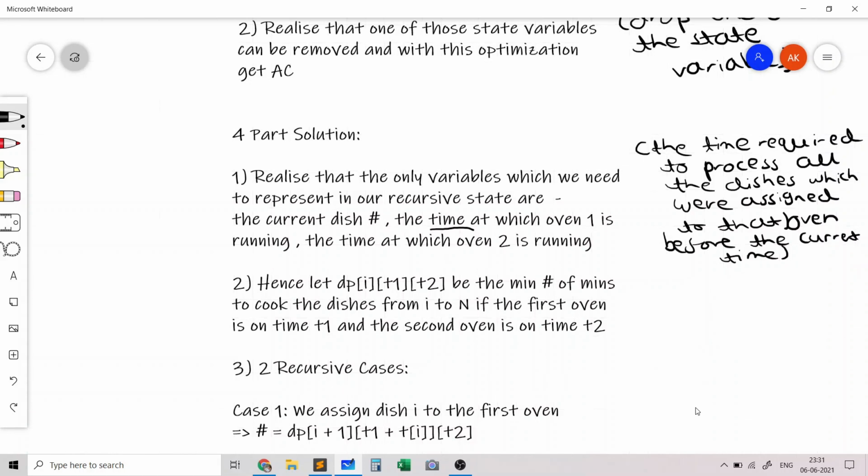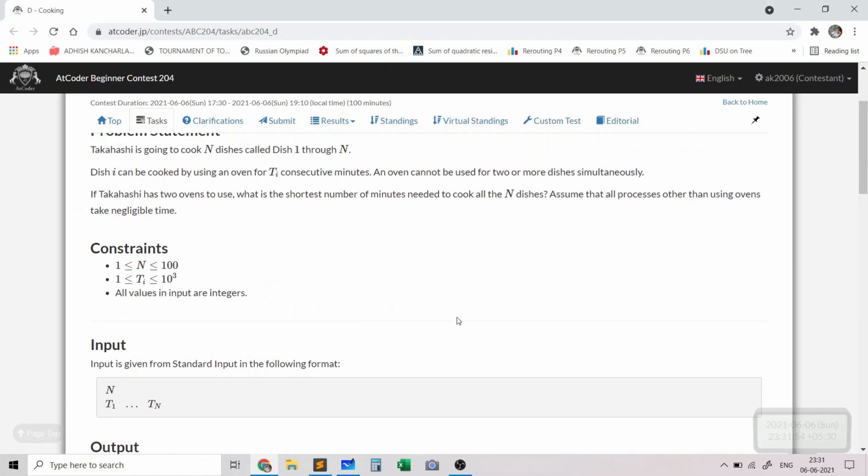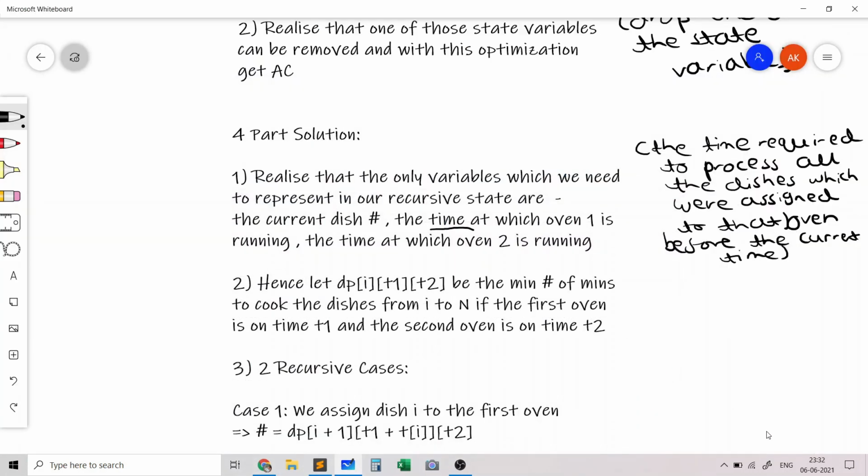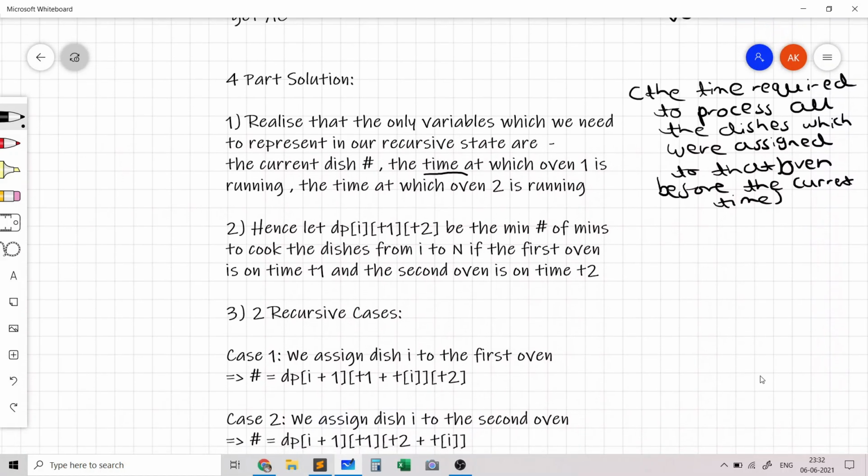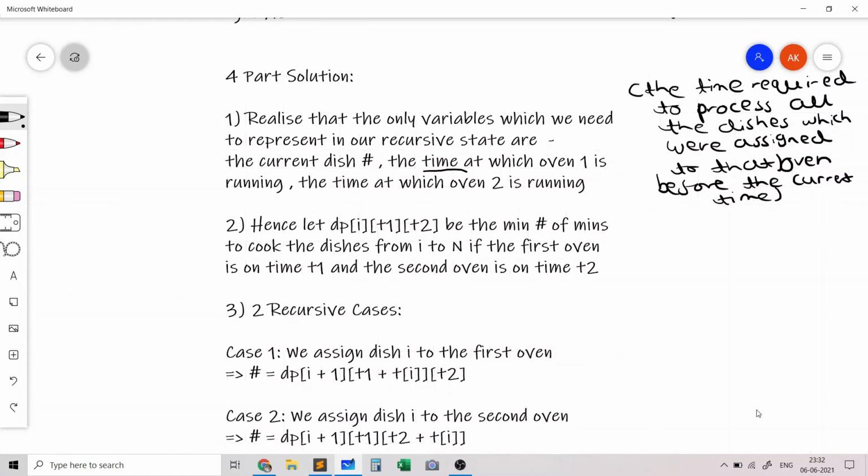The first case is we assign the ith dish to the first oven. This means that we need to look at the dishes from i plus 1 to n. T1 increases by T of i, which is the time required to cook the ith dish, and T2 remains the same. Similarly, in the second case, when we assign the ith dish to the second oven, the answer would be dp of i plus 1, T1, and then T2 plus T of i. And hence what we can basically say is that dp of i is the minimum of these two cases.